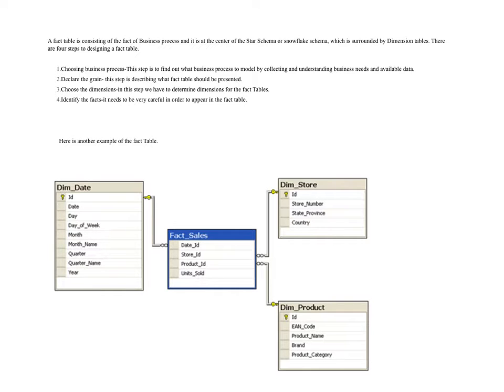Declare the grain. This is the step in describing what the fact table should represent. Third, choose the dimensions. In this step, we have to determine the dimensions for the fact tables. And the final one, we need to be very careful in choosing the facts that will appear in the fact tables.